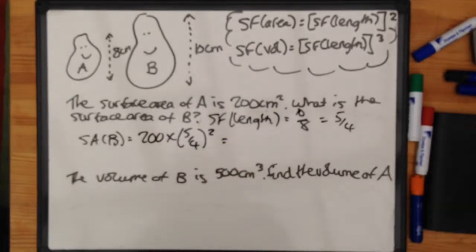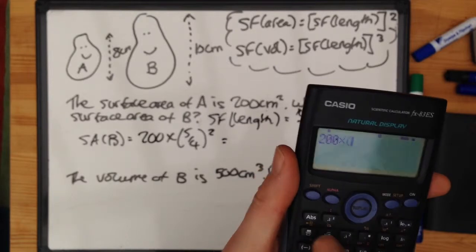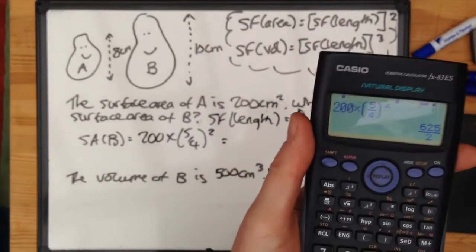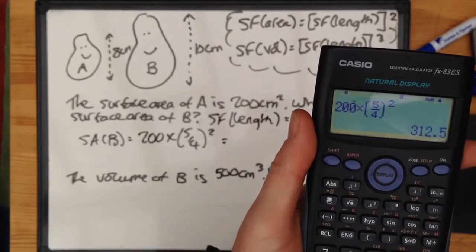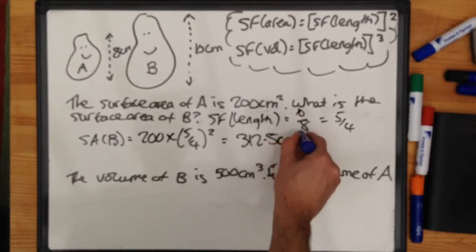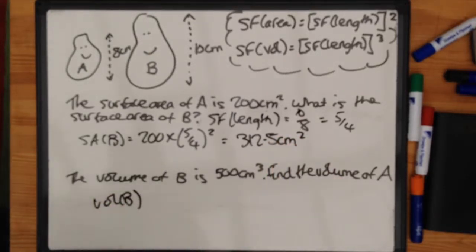Put that into the calculator, so delete that. We've got 200 times by, in brackets, 5/4 close bracket squared. Press equals, we get that fraction there. Press SD to see it as a decimal, 312.5 centimetres squared.